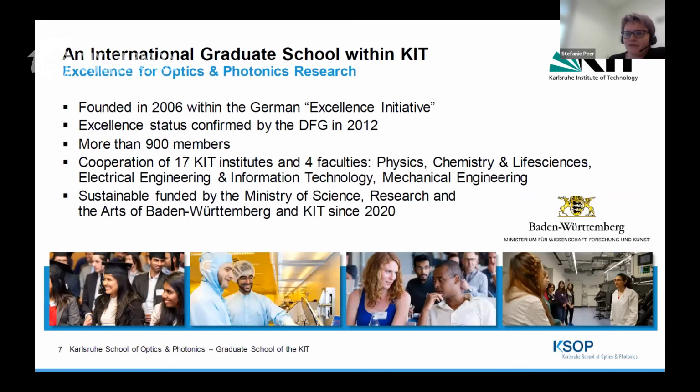The graduate school, of which the master's program is a part, was founded in 2006, so it's 16 years now. It was founded within the first German Excellence Initiative. And nowadays it has almost 900 members, including current and former students and doctoral researchers. It's a cooperation of 17 KIT institutes spanning from physics, chemistry and life sciences, electrical engineering and information technologies to mechanical engineering. And nowadays it's no longer a third-party funded project, but sustainably funded by the state of Baden-Württemberg.